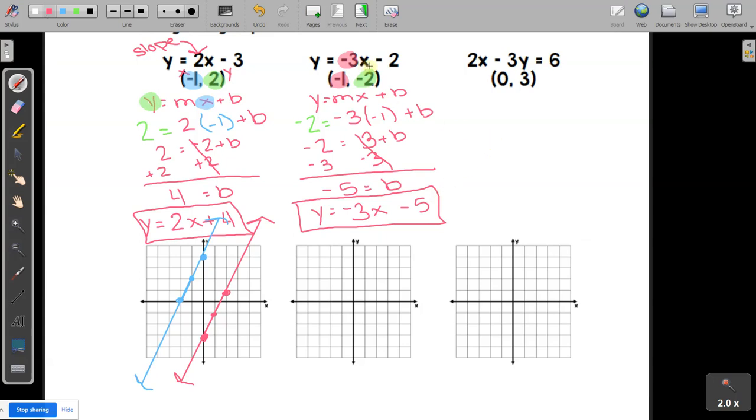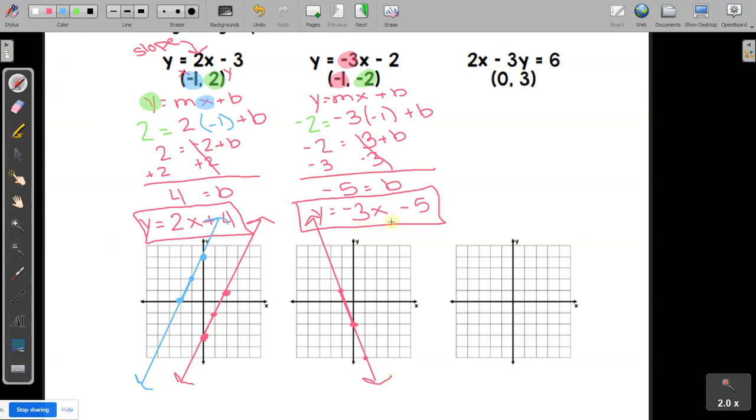So let's start with our first line. We're going to start at -2. Then we have a slope of -3, so down 3 to the right 1, or up 3 to the left 1. Connect the dots to create your line. And don't forget your arrows.